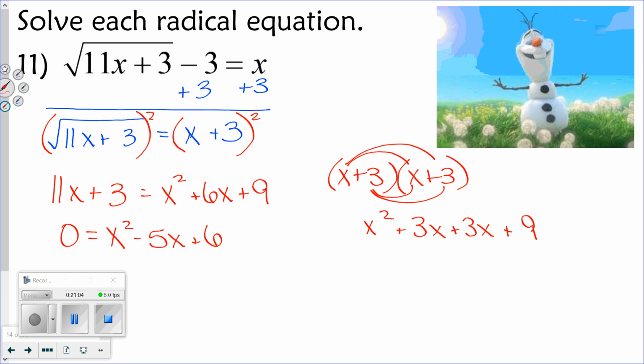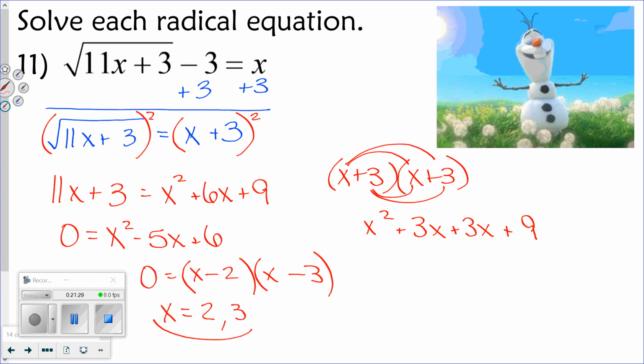From there we have to factor. Remember the dreaded 6-5 combo I've mentioned? There it is. What are your signs? They are both negative. My last one's positive, so they're the same. So is it 1 and 6 or is it 2 and 3? It's 2 and 3. So then x equals 2 and 3.